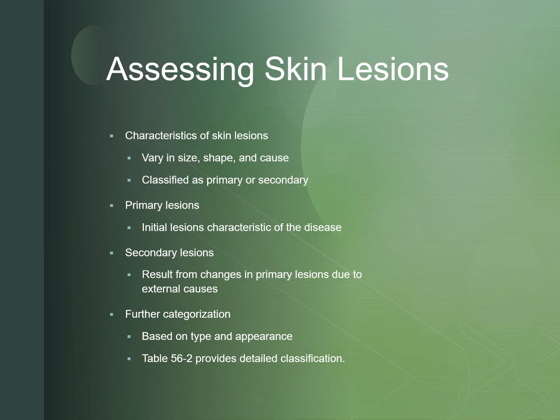And then further categorization. After identifying whether this is a primary versus a secondary lesion, we go deeper and we categorize these based on the appearance, type, so whether this has color, borders, or symmetry, and whether this is flat, raised, or filled with fluid. And these frameworks or tables are in your book, table 56-2. I encourage you to take a look at it.